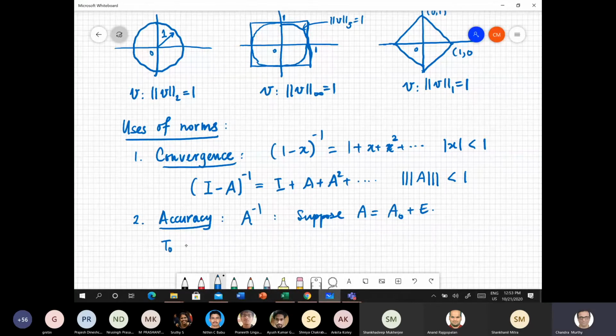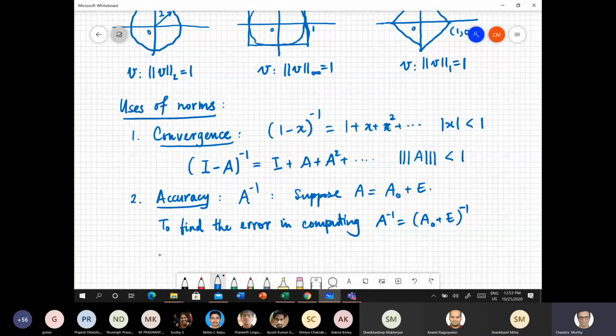So to find the error in computing A inverse, which is A0 plus E inverse, instead of A0 inverse. And again, the answer lies in the norms.